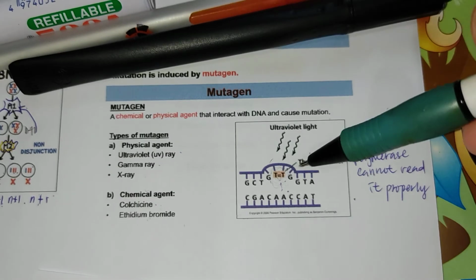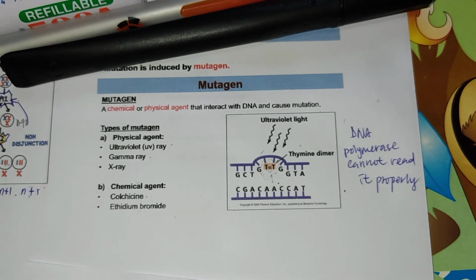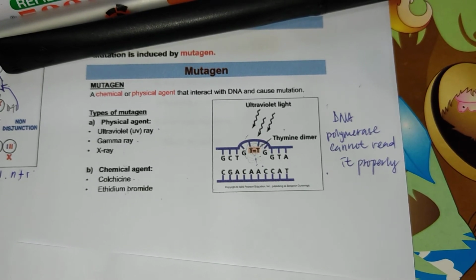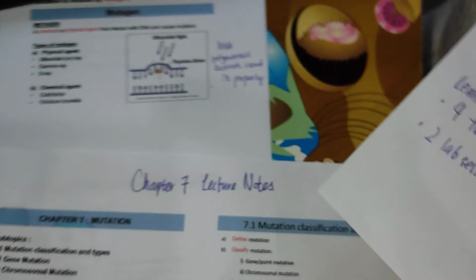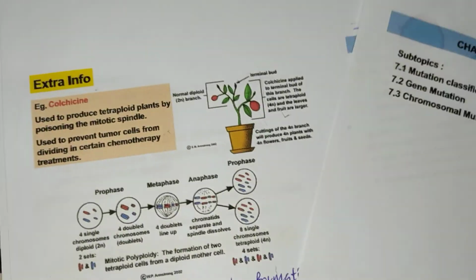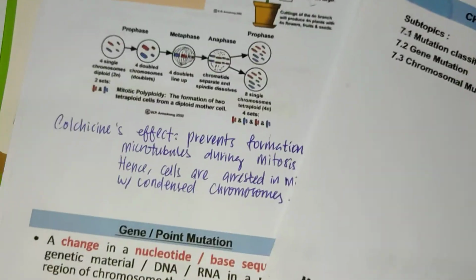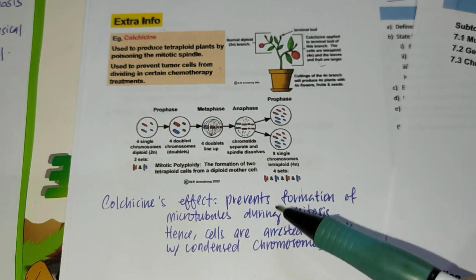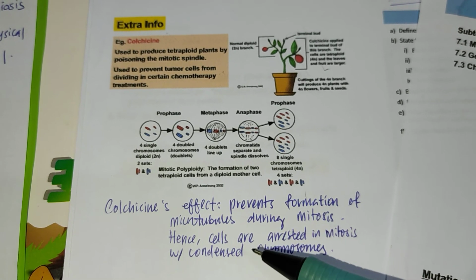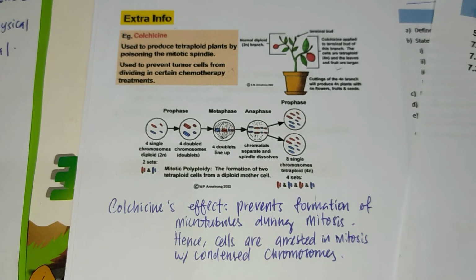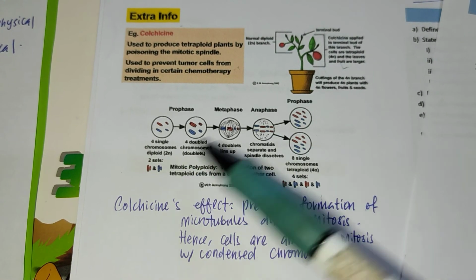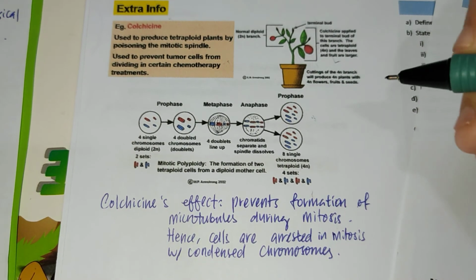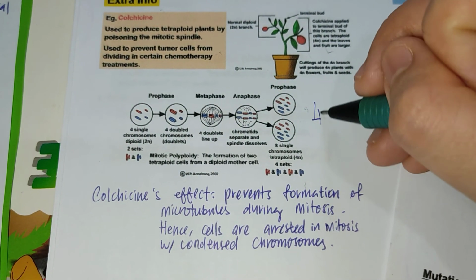What happens is, when this thymine dimer forms, the DNA polymerase cannot read this sequence of DNA properly, and so the DNA replication will go wrong. Then this is an example of colchicine effect on chemical mutagen effects. The colchicine's effect is it will prevent the formation of microtubules in cells during mitosis and meiosis. So what happens is you end up with polyploidy. The cells, instead of being haploid or diploid, may end up as tetraploid, which is 4N.